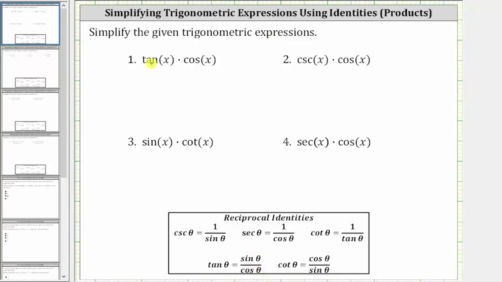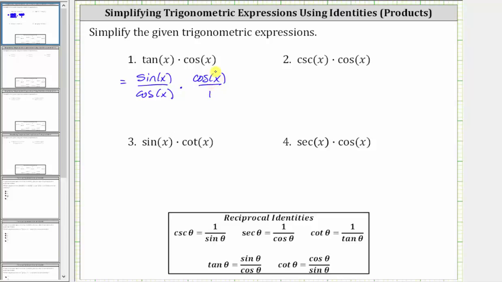For number 1, we have tangent x times cosine x, and since tangent x is equal to sine x divided by cosine x, we will write the product as sine x divided by cosine x times cosine x over 1.